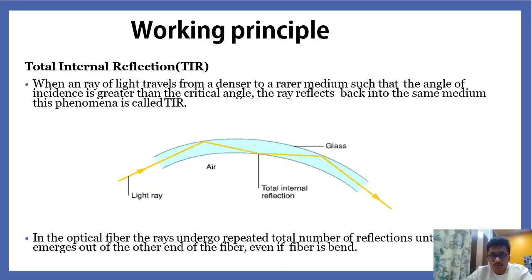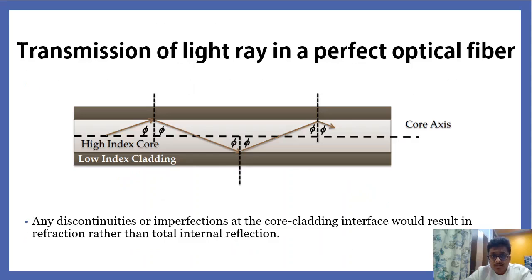In an optical fiber, the rays undergo a repeated number of TIRs until they emerge out of the other end of the fiber, even if the fiber is bent. Any discontinuities or imperfections at the core-cladding interface would result in refraction rather than total internal reflection, which would lead to either dispersion or attenuation of the signals, which will be explained later on.